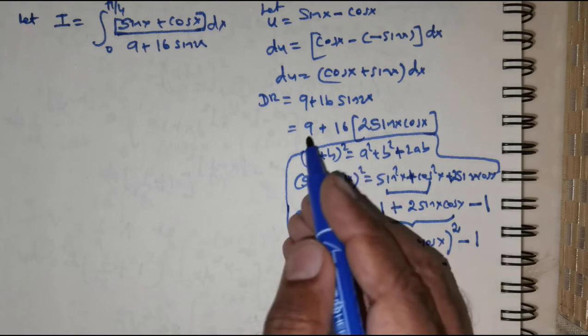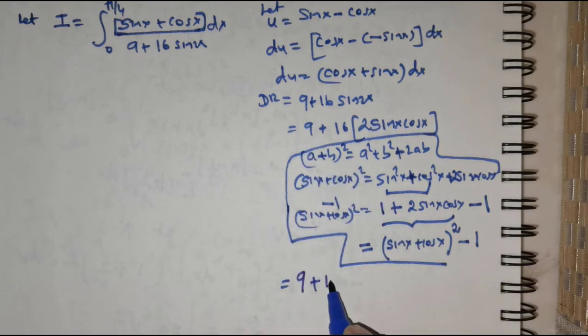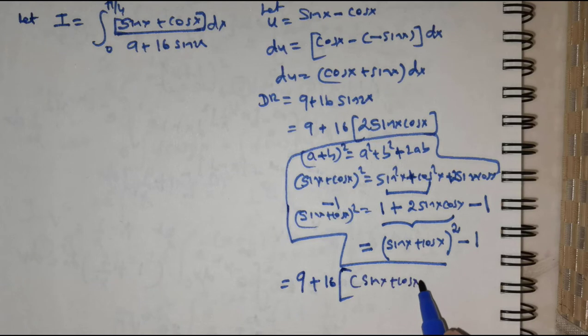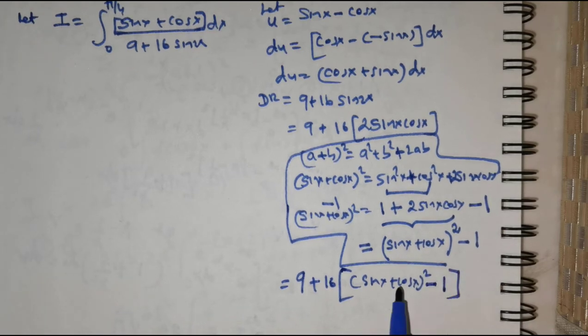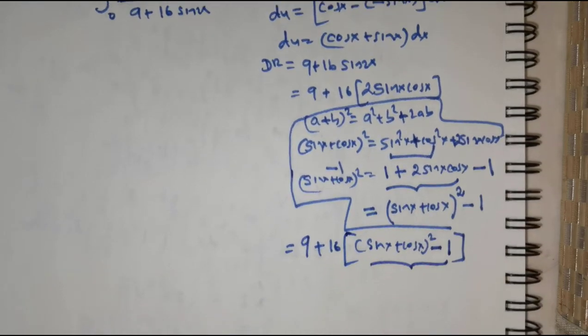So now what I'm going to do, I'm going to rewrite this as 9 + 16 times, let me place a square parenthesis, (sin x + cos x) raised to the power of 2. So I would get a sin squared x + cos squared x, and I need to get rid of that. So that's going to be negative 1 there. So this is nothing but this. I hope you are able to follow that.